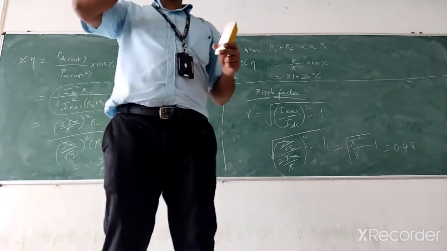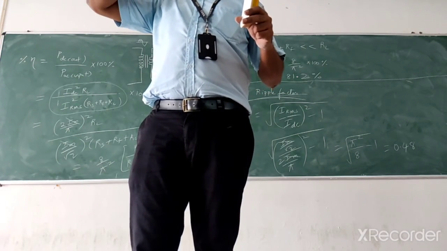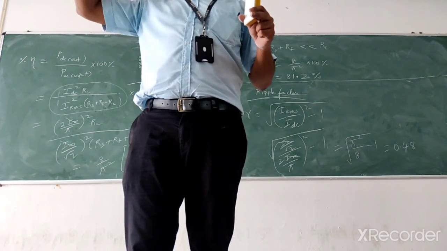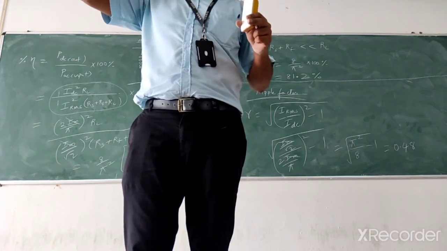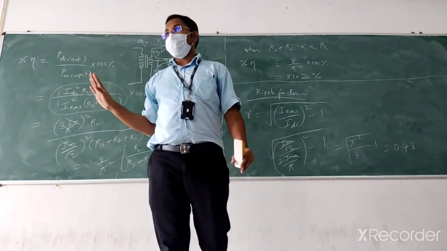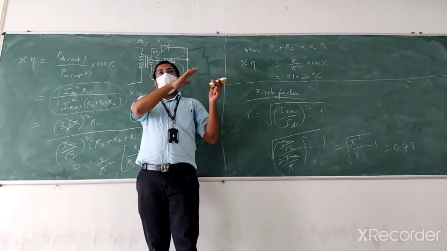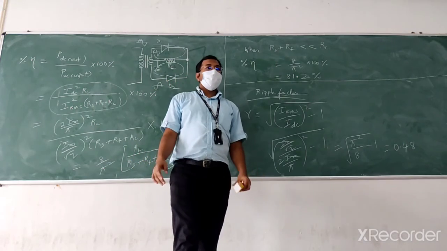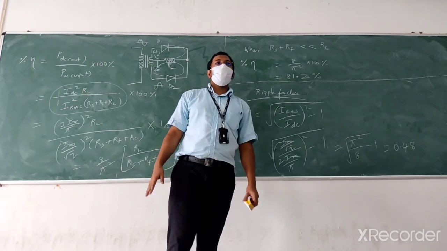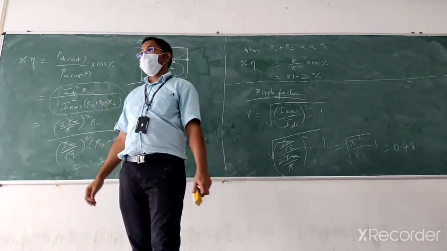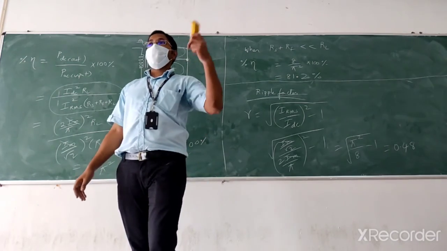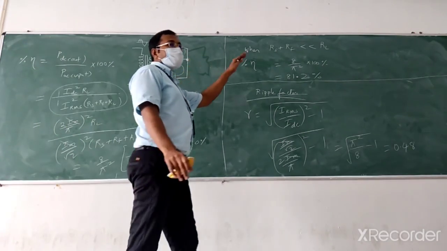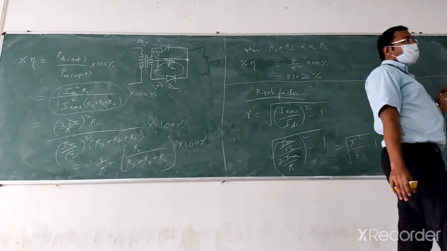See, ripple factor low means fewer ripples. Ripple factor 0 means no ripples in the output. Right? AC to DC conversion, do we want any ripples at output? Yes or no? We don't want. We want a constant DC. So which is better? Full wave rectifier is better because it has lower value of ripple factor.